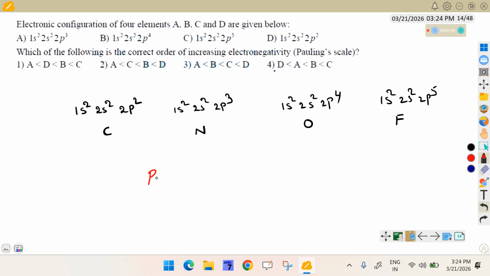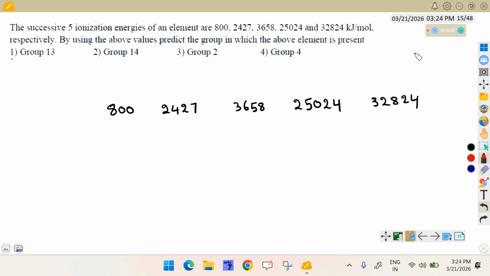Periods, in periods left to right, atomic size decreases and electronegativity values increase. Based on the electronic configurations, the elements are carbon, nitrogen, oxygen and fluorine. Left to right, electronegativity increases. So the correct option is the fourth option.